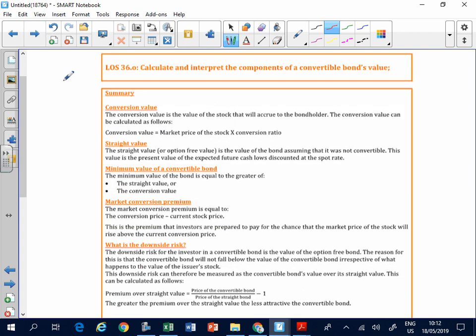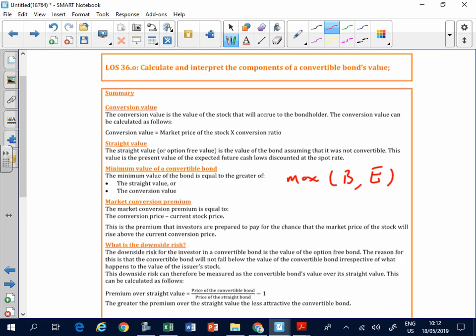Okay, so conversion value is very simple. It is the value of the stock that will accrue to the bondholder. Conversion value can be calculated as the market price of the stock times the conversion ratio. So this conversion value, guys, is the strike price, if you want to call it that. I compare this to the value of the bond. If this is greater than the value of the bond, then I will convert into equity. It makes more sense if you think about how this works. The payoff, in simple terms, is that you always want to take the maximum of the value of the bond versus the value of equity. That's how it works.